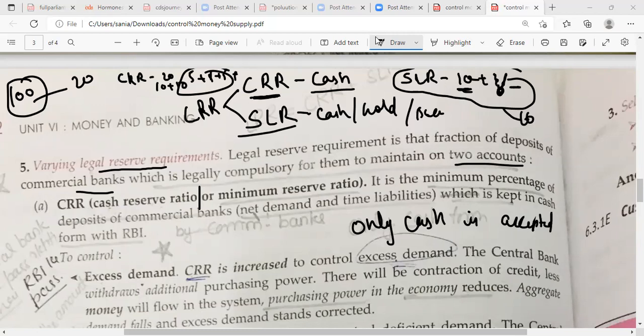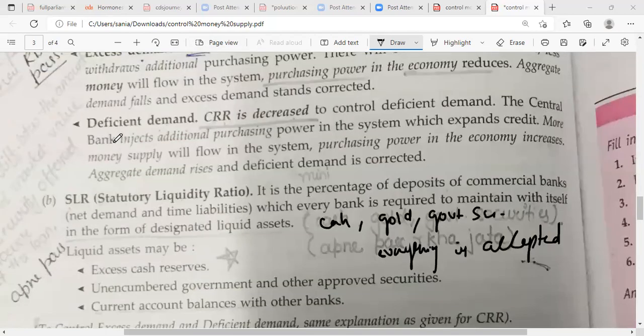Ma'am, done. Now you will write SLR, this, and cash, gold, government securities. Okay. Everything is accepted.